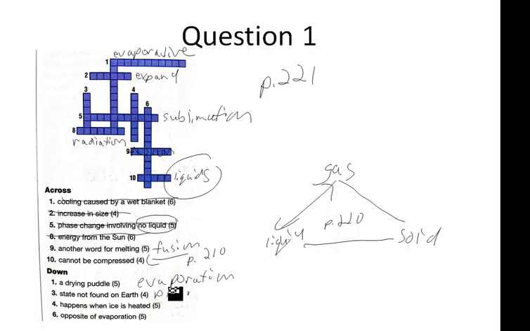State not found on Earth. There's solid, liquid, and gas, and then there's plasma. This happens when ice is heated, and it's number 4 down. When ice is heated, melting. And finally, the opposite of evaporation is condensation.